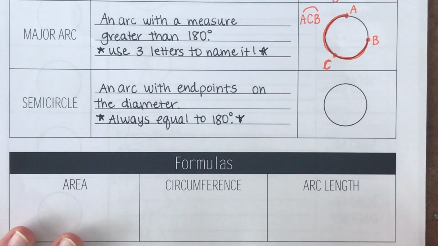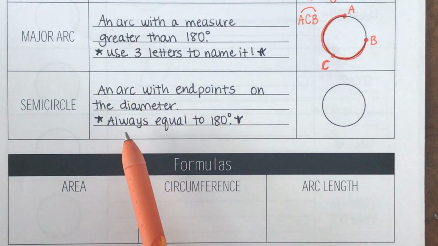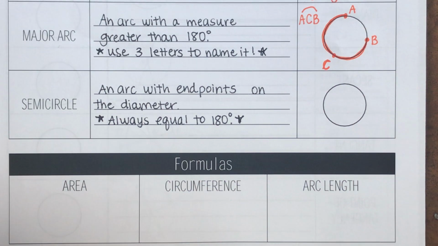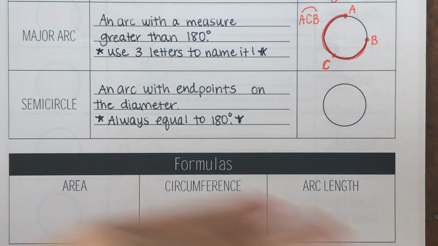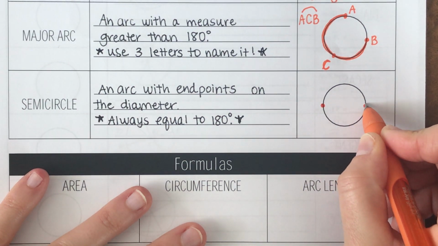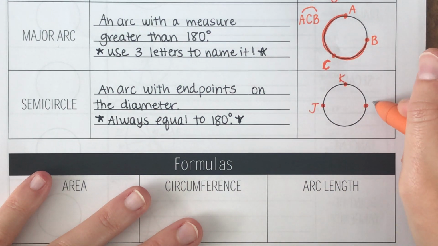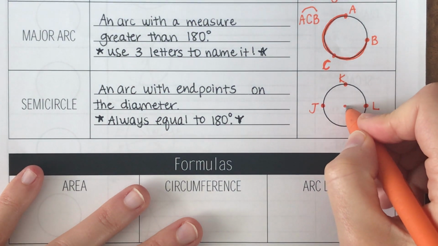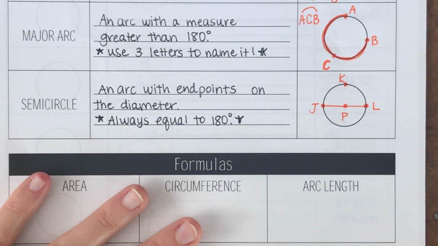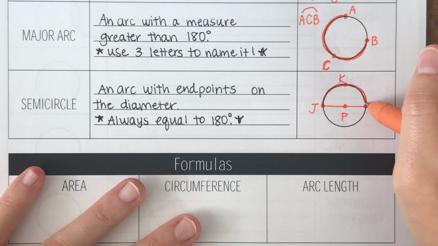All right, last word, semicircle. A semicircle is an arc with endpoints on the diameter. It always equals 180 degrees. Remember we just did spheres and hemispheres. Hemisphere was half of it. A semicircle is half of the circle. So I'm going to put my 2 points. I'm going to call this J, K, and L. The center point is point P. Remember, a diameter has to go through the center. So this arc right here, JKL, is half of the circle.